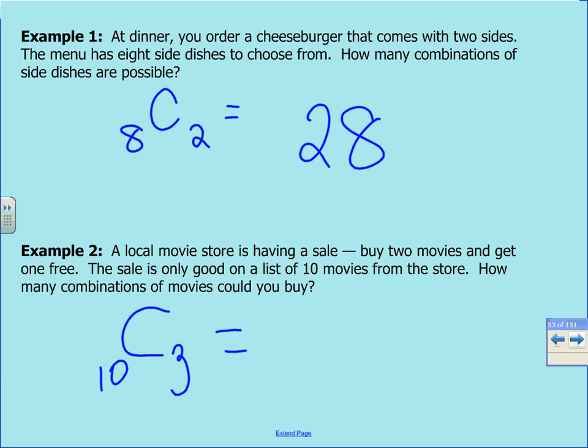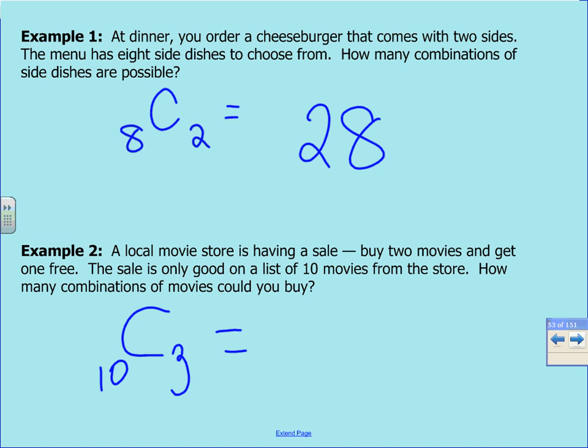Why does order not matter on a problem like this? Emma H., why does order not matter? Yeah, you're taking them home with you, right? You're getting 3 movies. The order that you take them with you, or the order that you take them up to the counter, or the order that you pick them doesn't matter. You're still getting 3 movies. Okay, you can watch them in whatever order you want when you get home.